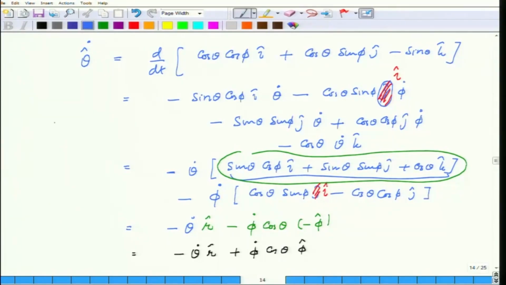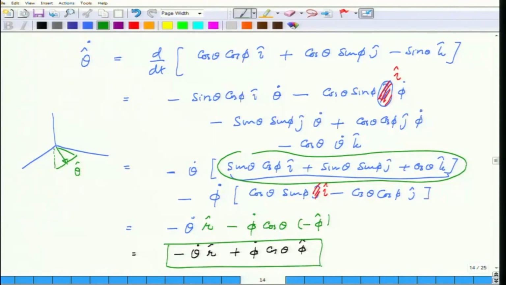Pictorially, if I look at it, this was my theta unit vector. As theta changes, it changes like this, keeping the phi the same. So it moves, it has a component in the minus r direction, and if phi changes, it moves like this. So it has a component in the positive phi direction, and this is what this expression reflects.